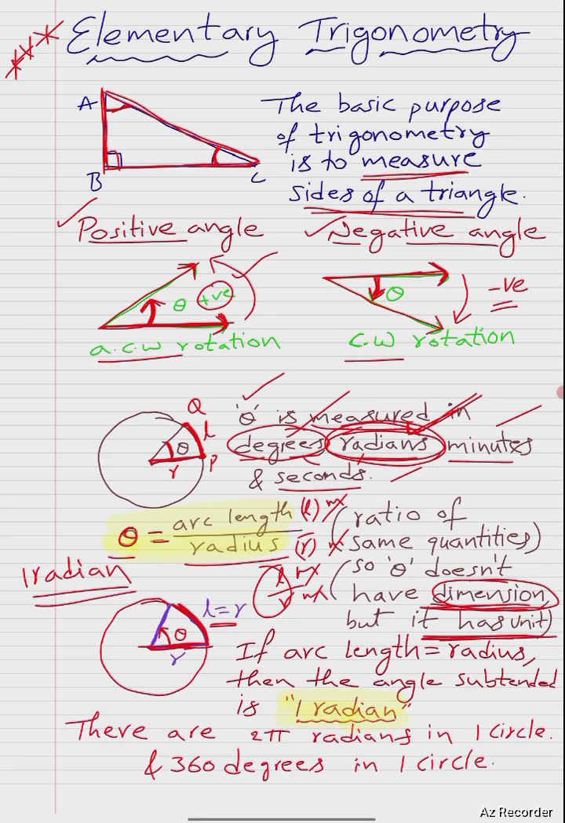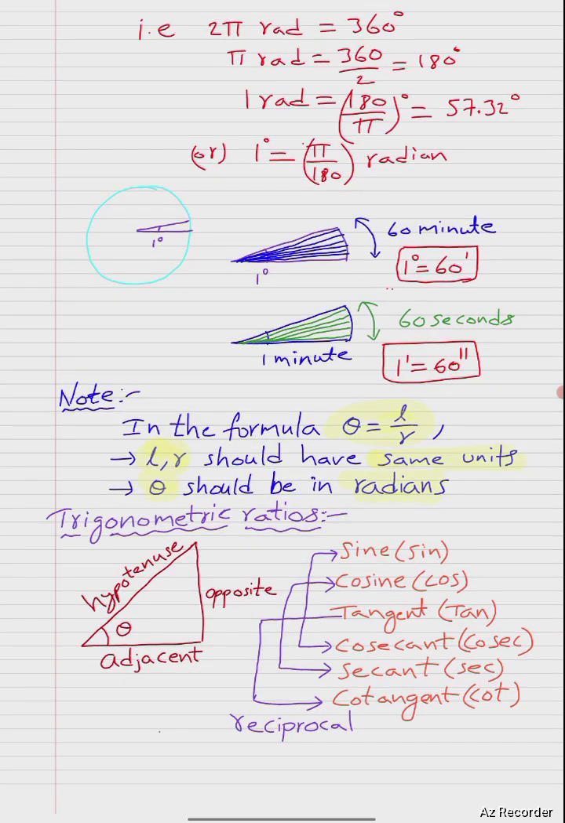How many such radians are there in the circle? There are 2 pi radians in one circle. Okay, and we already know that in a circle there are 360 degrees. Then what is the relation between degrees and radians? In one circle there are 2 pi radians and 360 degrees. That means 2 pi radians is equal to 360 degrees. Then what about pi radians? In order to find pi radians, bring this 2 over here and this becomes 360 by 2, which is 180 degrees. That means pi radians is equal to 180 degrees.